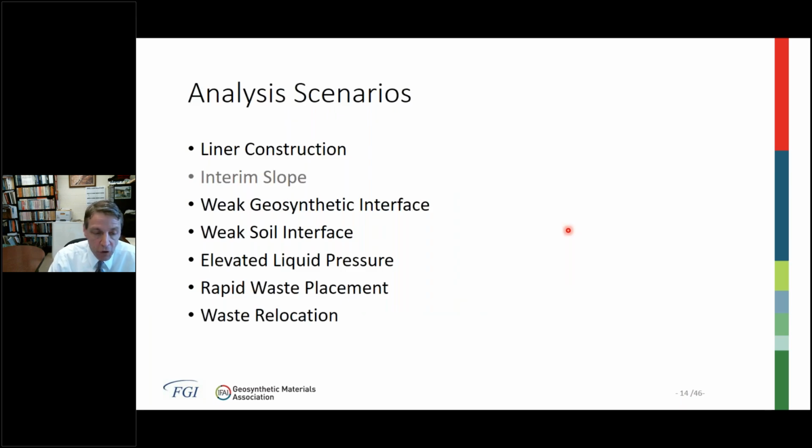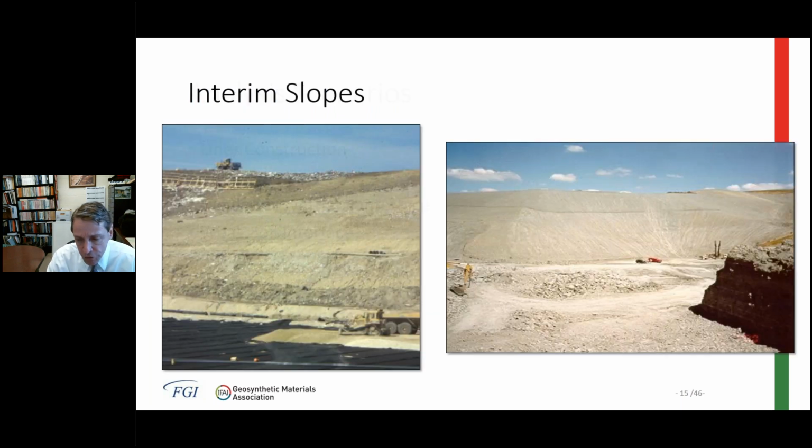Next is interim slope. This is a really important condition. It occurs a lot. Only about 5 states evaluate it. A couple states require it. All the other states really require the final condition to be analyzed, not the interim slope.